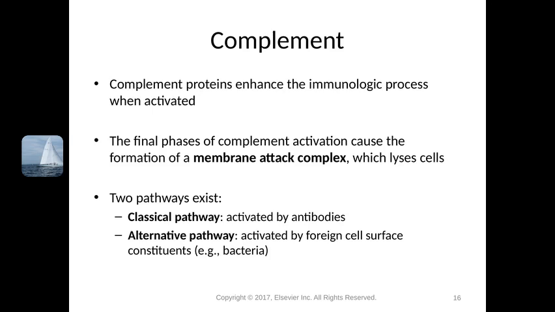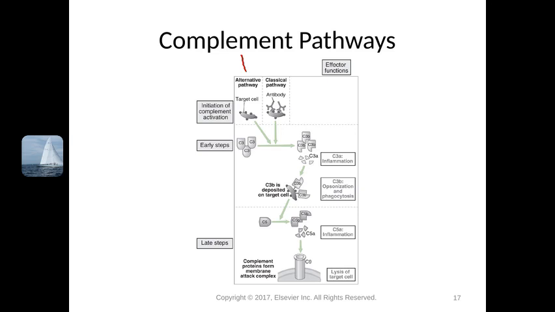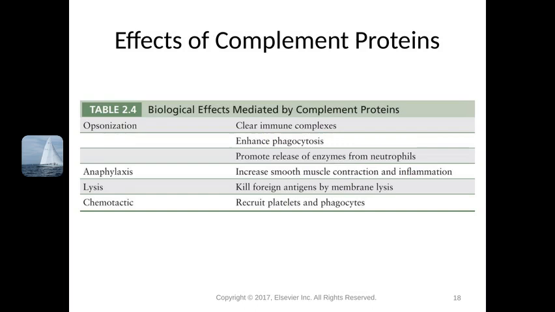So this is just an example of your alternative, your classic, and then the mannose binding lectin will pop in over here. So why do we have complement proteins? The major things are opsonization, anaphylaxis, lysis, and chemotaxis. And basically, we want to get this foreign material out.